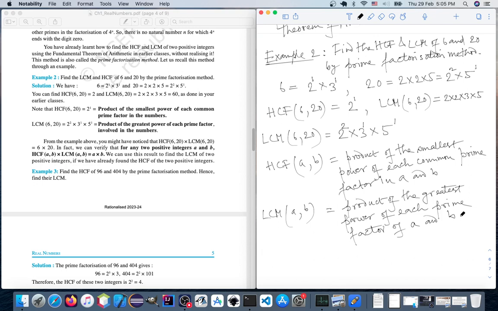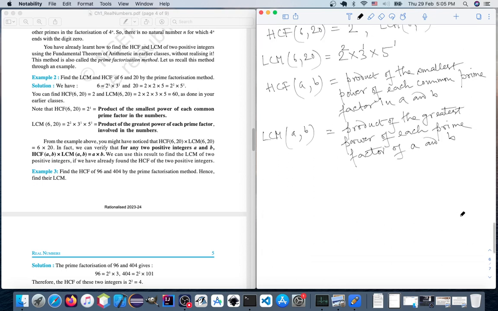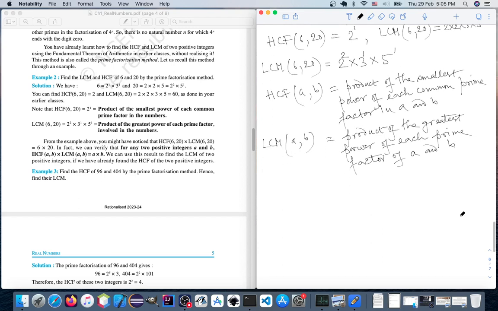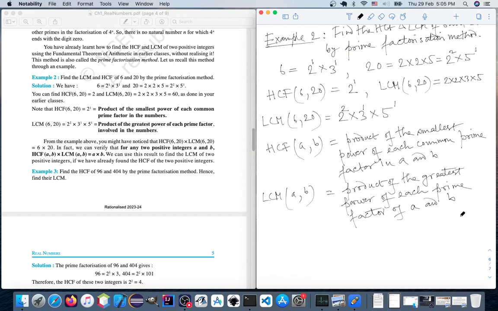And in the textbook, it also says that from this formula we can see that, as you can see for 6 and 20, the HCF is 2 and the LCM is 2 square into 3 into 5. It says that if you multiply the HCF and LCM of 6 and 20, what do we get? It says we get the product of the two numbers.